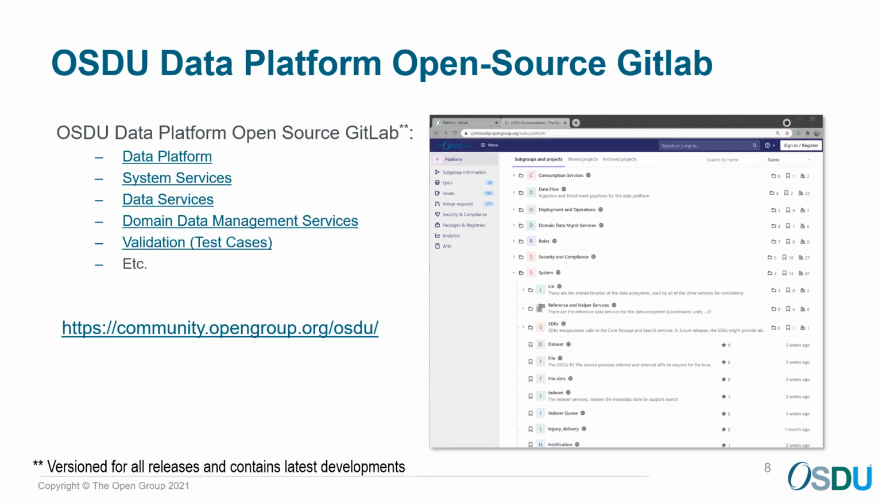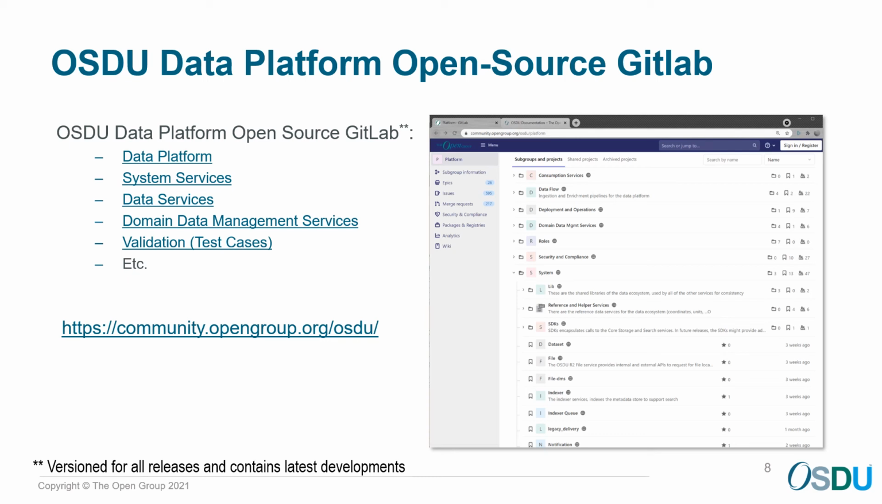Beyond the documentation that was discussed earlier, another useful source of information is where the code is being developed for the data platform itself. It's in a community GitLab. There are two GitLabs within the OSDU Forum. One of them is the members GitLab, which requires you to be a member to get the credentials to access it. The other one is the community GitLab, which anybody can get access to without credentials, without registration, if you want to.